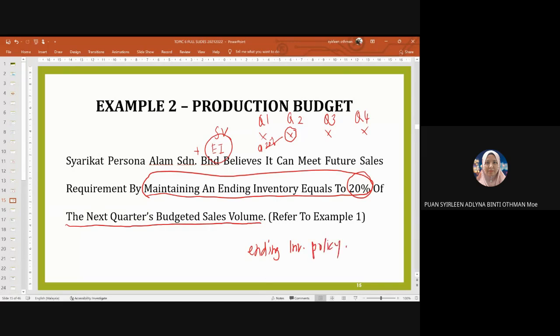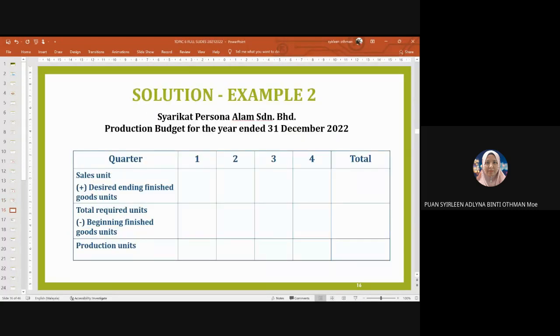Yang ni awak kena faham sebab you nak kena tahu nombor tu datang dari mana. Okay, alright. So we are still referring to the example 1 punya figures, and we are going to fill up our budget. So this is your production budget for the year ended 31st December 2022.